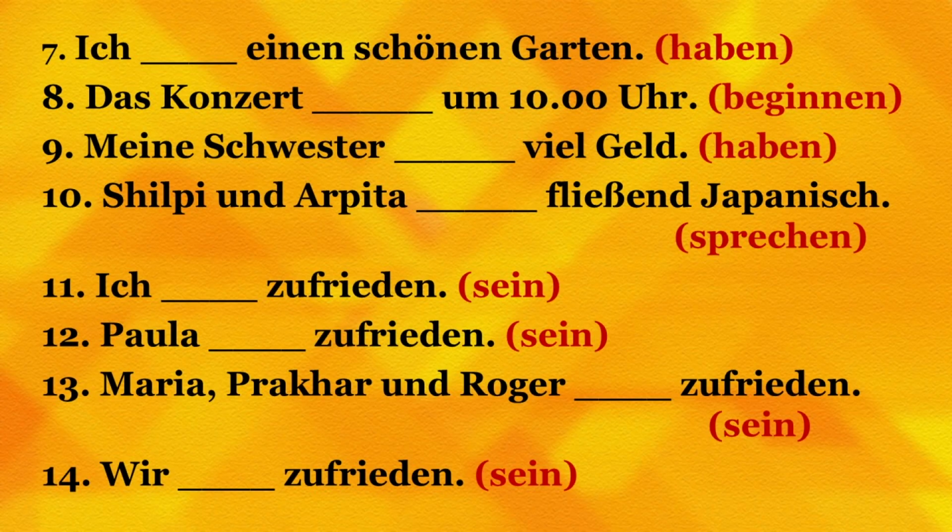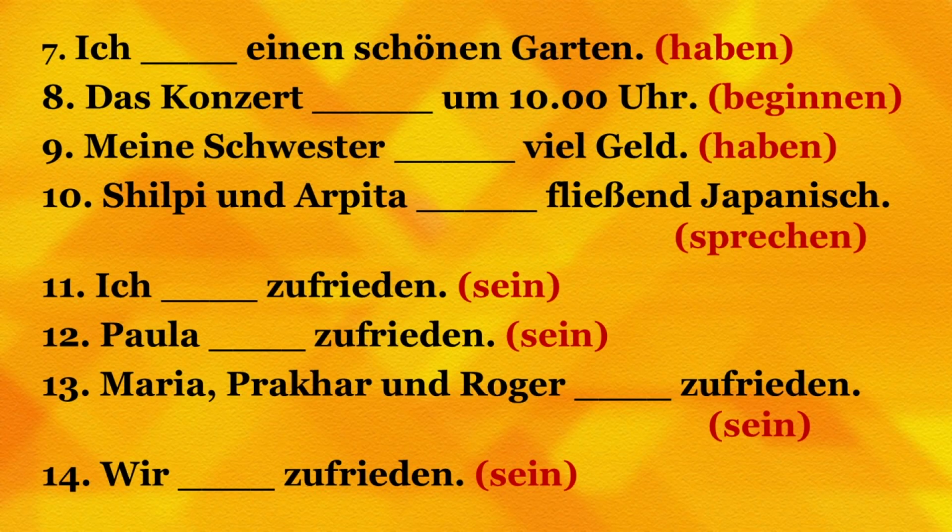Ich dash einen schönen Garten, verb given haben, to have. Das Konzert dash 10 Uhr, beginnen, to begin. Meine Schwester dash viel Geld, haben, to have. Shilpi und Arpita dash fließend Japanisch, sprechen, to speak.